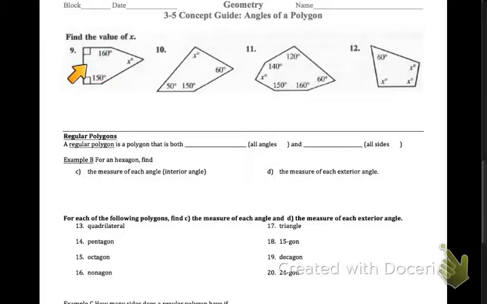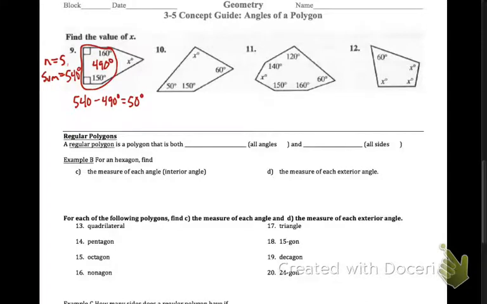This is a pentagon. So the 5 sides, the sum would be 540 degrees. Well, if these 4 angles all add up to 490, this plus these 5 angles together all have to add up to 540, right? So 540 minus 490 equals 50.